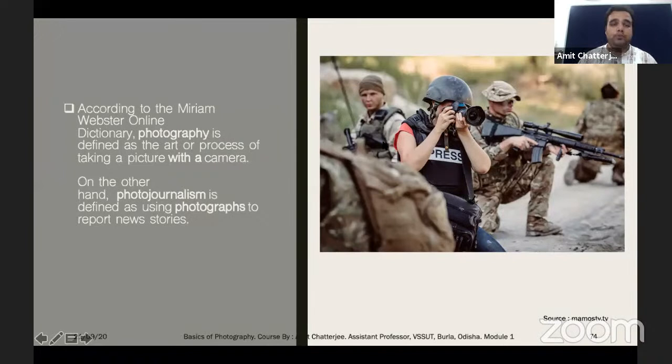Now, according to Merriam-Webster, photography is defined as the art or process of taking pictures with a camera. And on the other hand, photojournalism is defined as using photographs to report news stories. So that is what photojournalism is all about. Where did it start from?